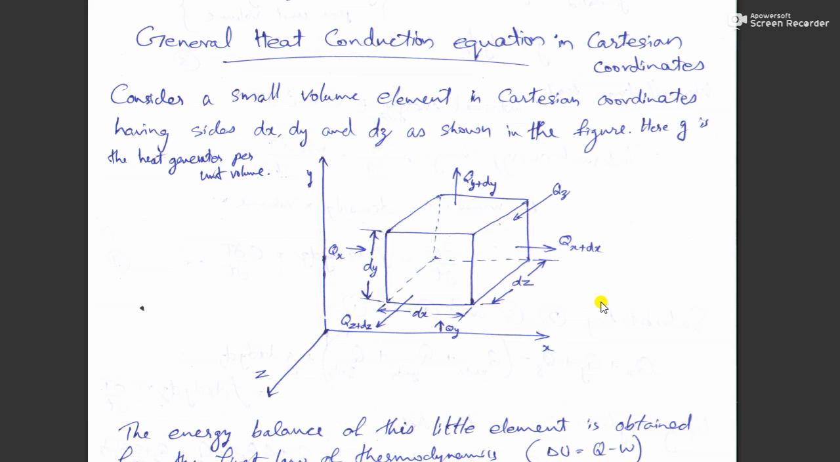Let's consider a small volume element in Cartesian coordinates having sides dx, dy and dz, as shown in the figure. Here G is the heat generated per unit volume. Let's now consider this element. Its sides are dx, dy and dz, and G is the heat generated per unit volume.